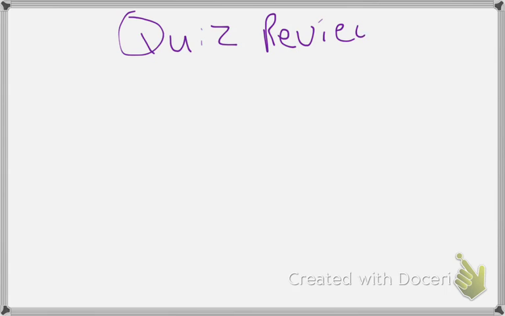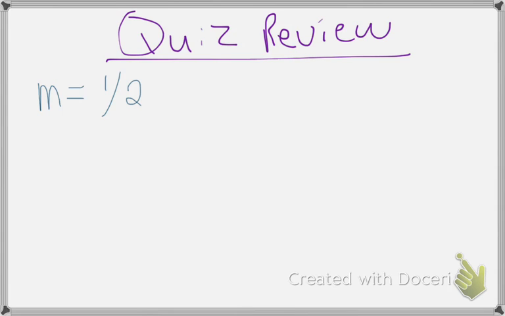Okay, so this is going to be your quiz review. Just a real quick, simple 3 questions. Okay? Give me an equation of a line that has the slope of 1/2 and has a b of 7.